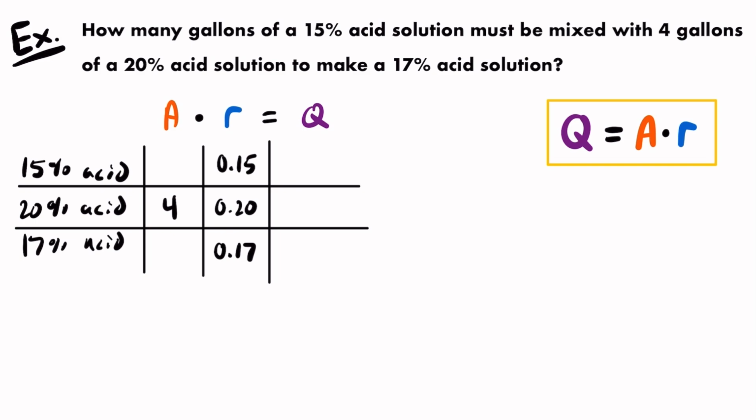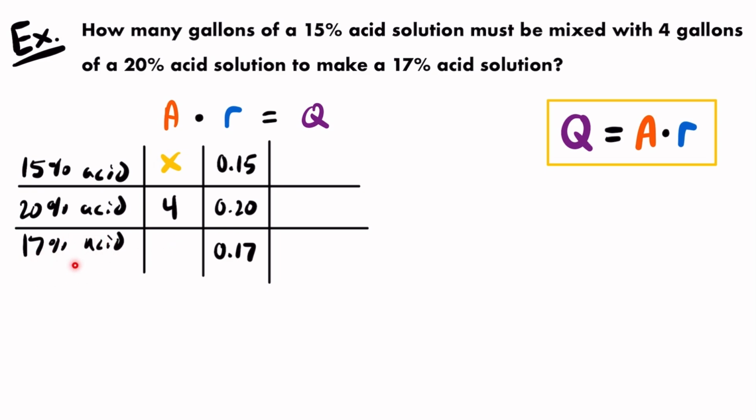In fact, what we're trying to solve for in this problem is the amount of the 15% acid solution, right? We want to know how many gallons of a 15% acid solution must be mixed with the 4 gallons of the 20% to make a 17% solution. All right, so this value right here, the value of A for the 15% acid, is what we want to solve for. We don't know it, and so we want to assign a variable to it. I'm going to let it be represented by X. All right, and because we let that be X, we now have a way to represent the amount of the 17% acid solution.